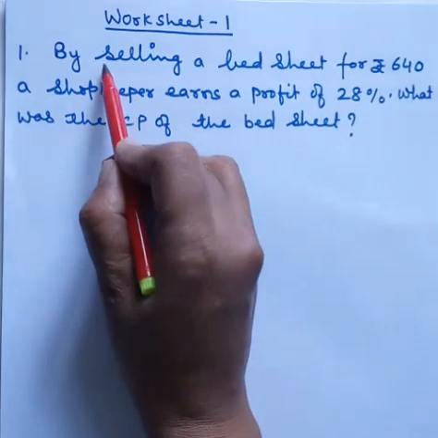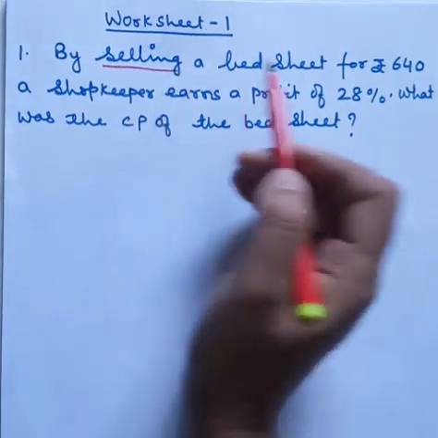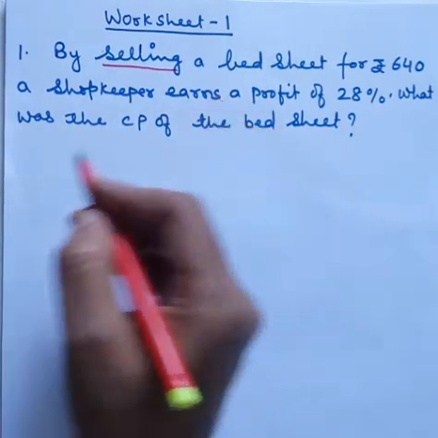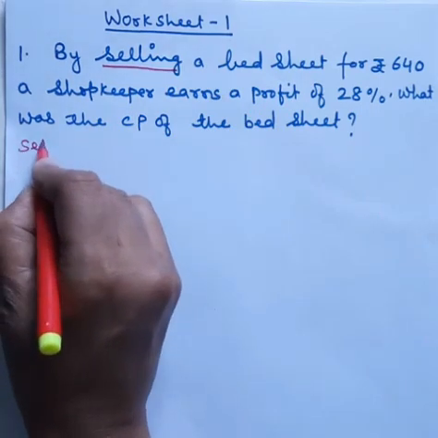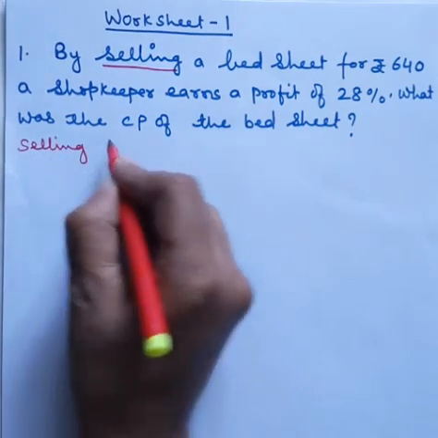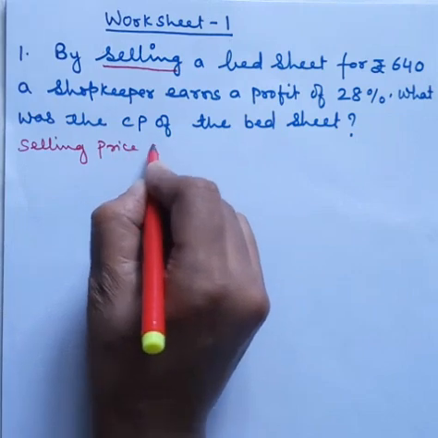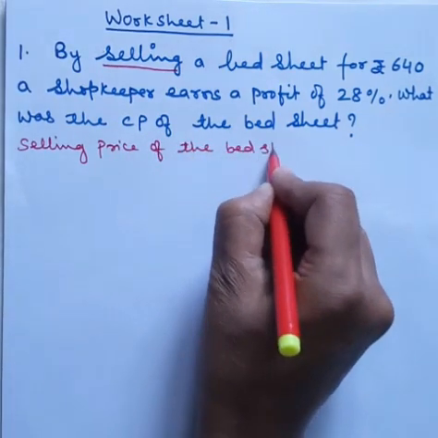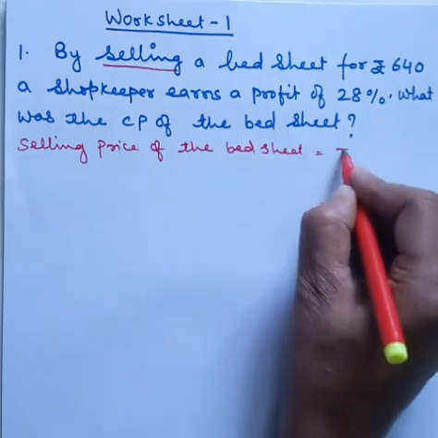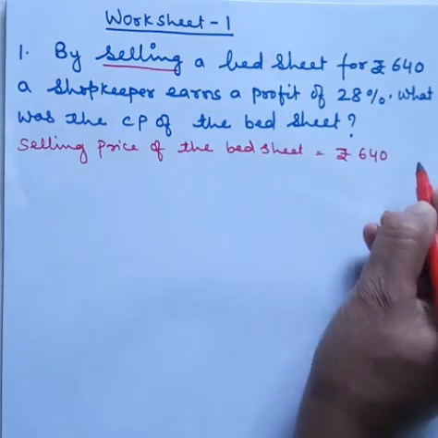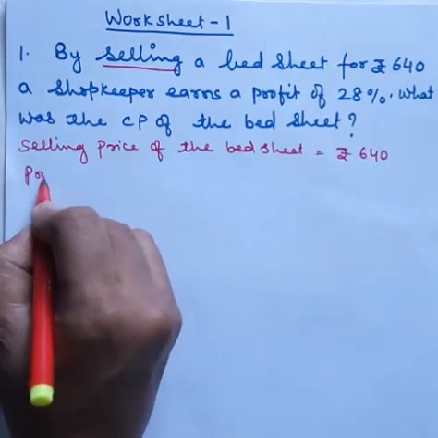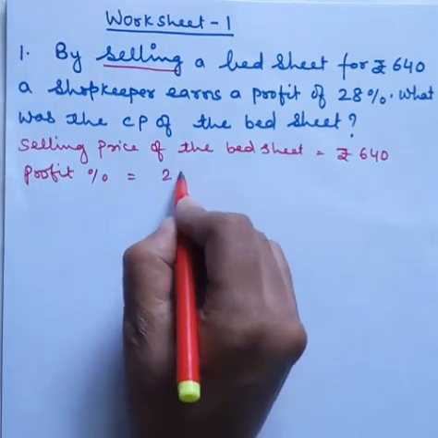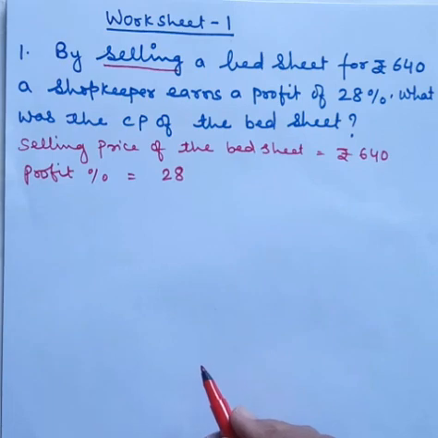Now see, by selling, that means selling price is given. So first let us quickly note down what is given. So selling price of the bedsheet is equal to rupees 640 and profit percent is given. Profit percent is equal to 28.